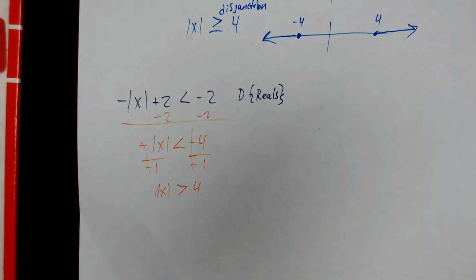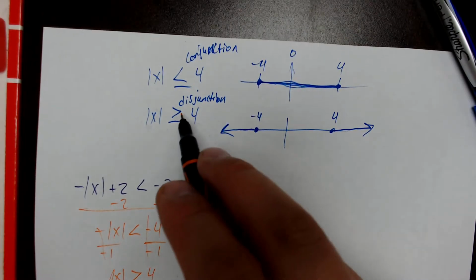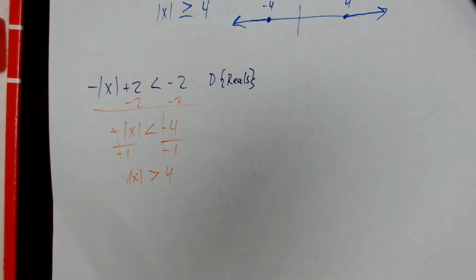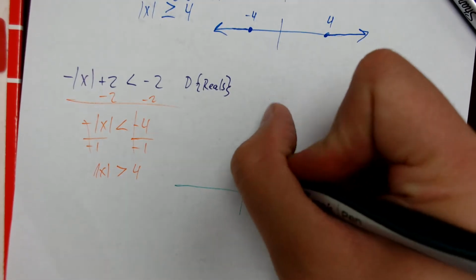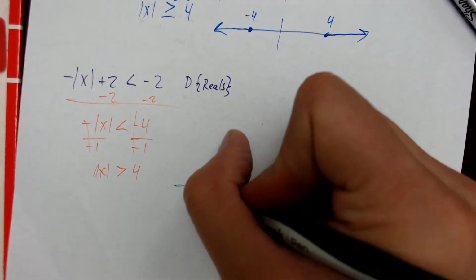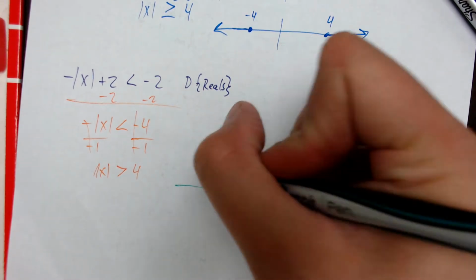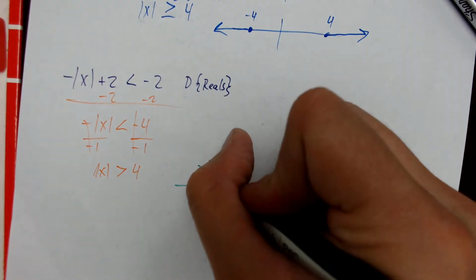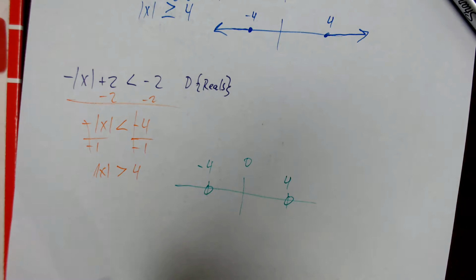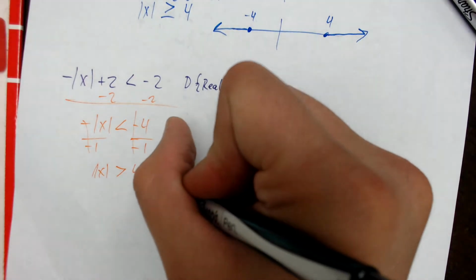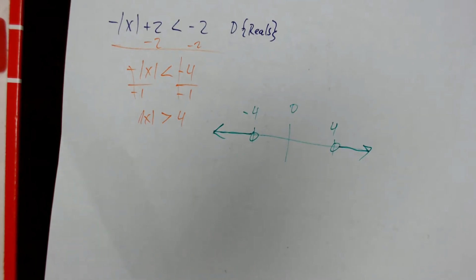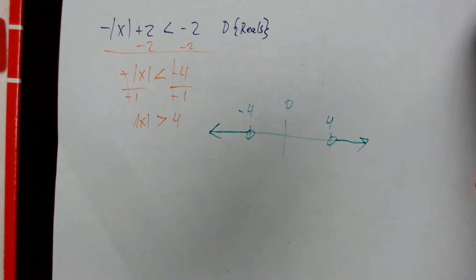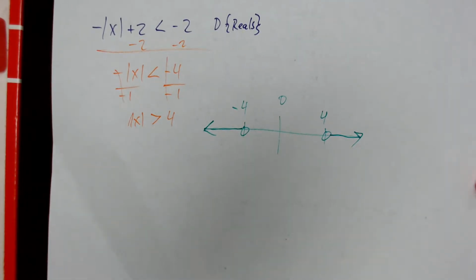Since it's greater than, this is going to be a disjunction. So I'll draw my number line. Got 0. Going to go to -4 and 4. And then I'm going to put open circles since it's not equal to. And then greater than means I'm pointing outwards. All right, that one's solved. We'll do one more example since this isn't taking very long at all.